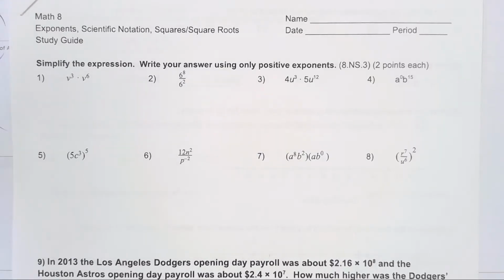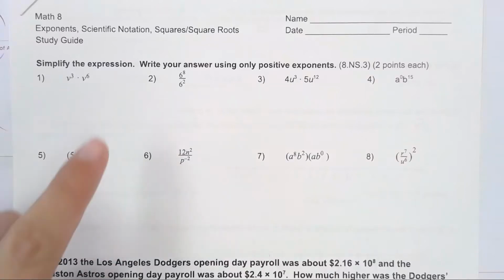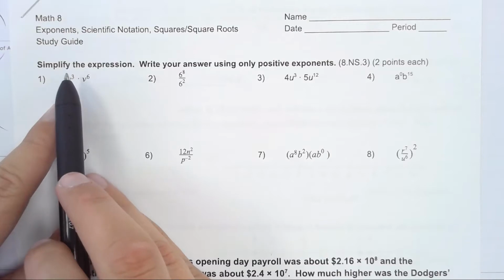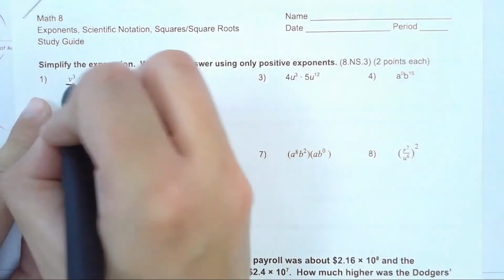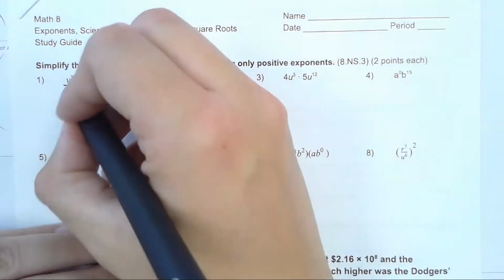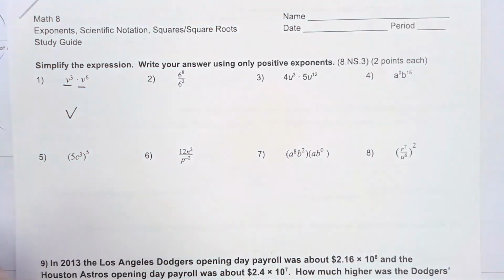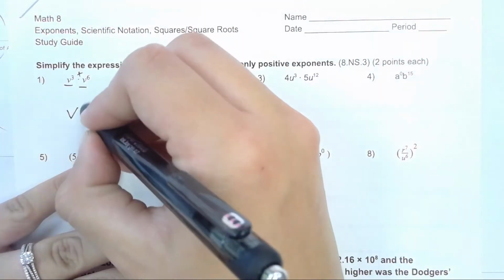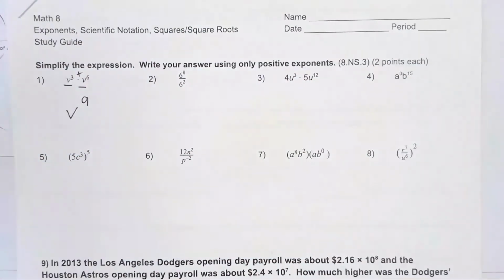So the first part here is we are going to simplify the expression, write your answer using only positive exponents. So remember, with this first one, when we are multiplying, you are going to keep your bases the same in your answer. So notice how our bases are V's here. So we're going to keep V in our answer. And then remember, all that we have to do when we are multiplying is we just add our exponents. So if we were to take 3 plus 6, that is going to give us 9. So our answer is V to the 9th.